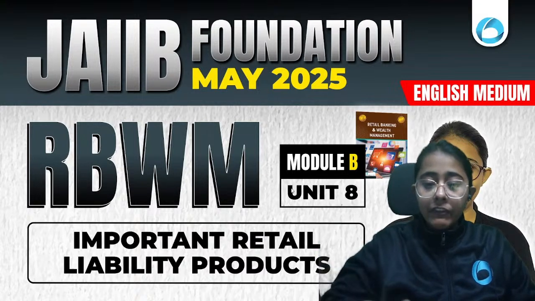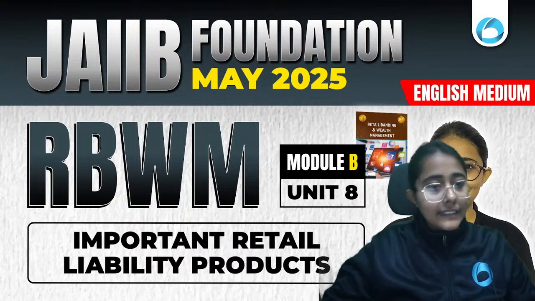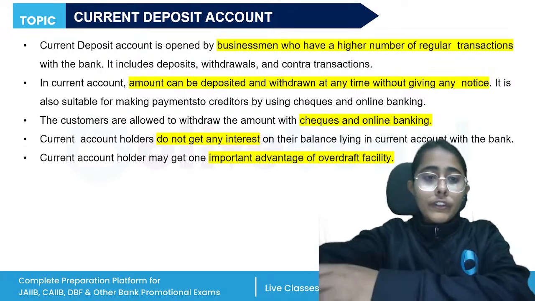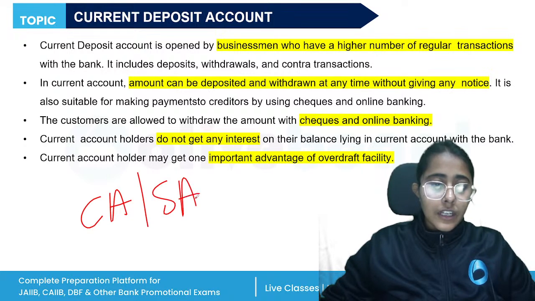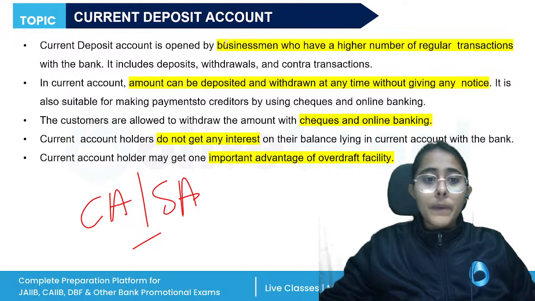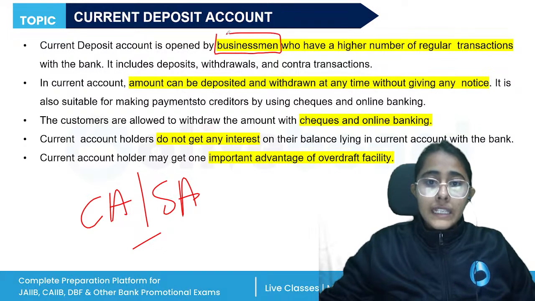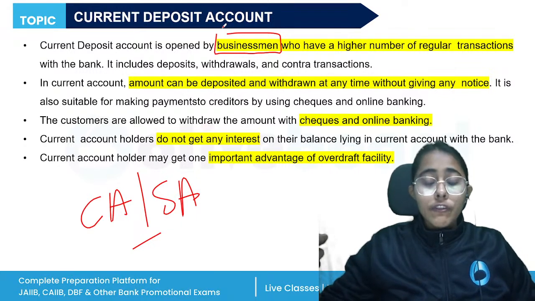Today we are going to have an introduction of all of these products that are offered by the banks on the retail side. So the first type of deposit is the current account under the CASA deposits, current account and savings account. The main characteristic of the current deposit account is that it is opened by businessmen. Why? Because they require a higher number of regular transactions. So there are no limits on the transactions of depositing money or withdrawing money from the account.